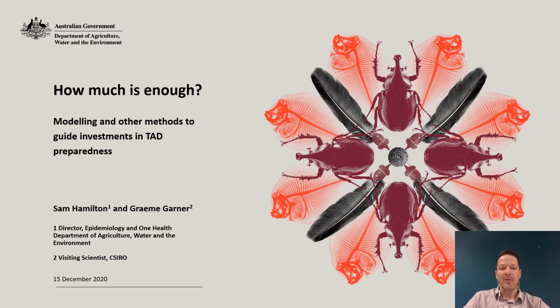My name's Sam Hamilton. I'm the Director of Epidemiology and One Health within the Australian Government Department of Agriculture, Water and the Environment. This study is co-authored by my colleague and mentor Graham Garner, who's a visiting scientist at CSIRO and has spent time at EUFMD before.